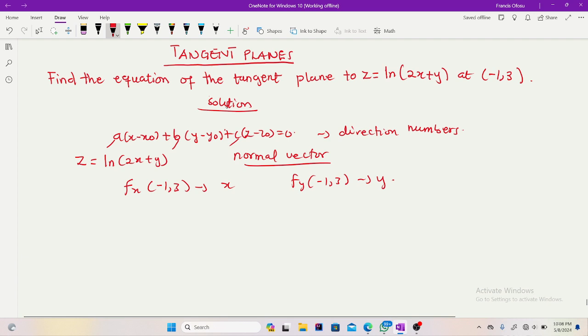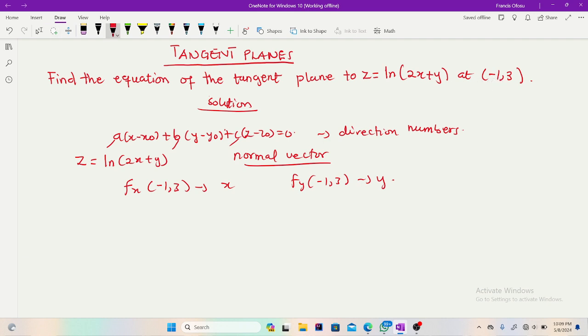The only work to do when you are finding the equation of a tangent plane is to find the partial derivatives of your function. After you find the value of the partial derivatives at a particular point, that will be your normal vector, which will give us our direction numbers. Then you use the point to find your equation.